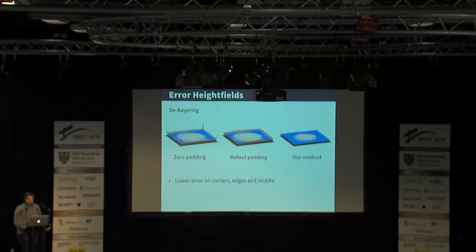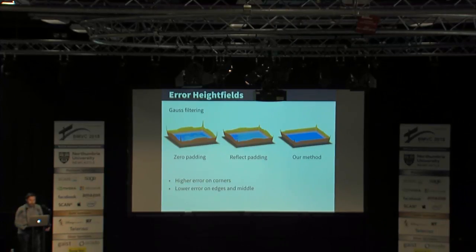These height fields represent the average error distribution for a specific task. As we can see for the debayering task shown here, we observe an improvement both at the boundaries and the inner part of the image, while for the colorization task, for example, we can hardly tell reflect padding and our method apart. We theorize that this has to do with the type of filters that each of the different applications require.